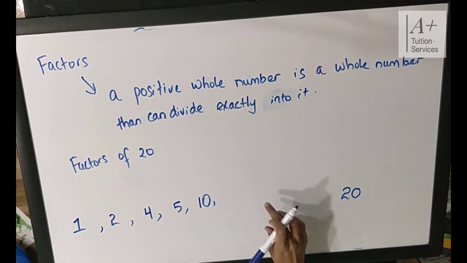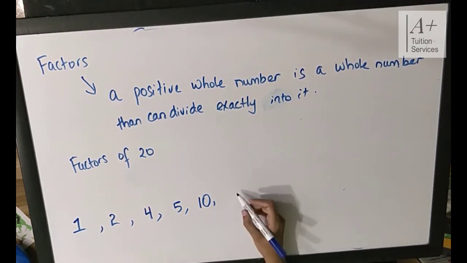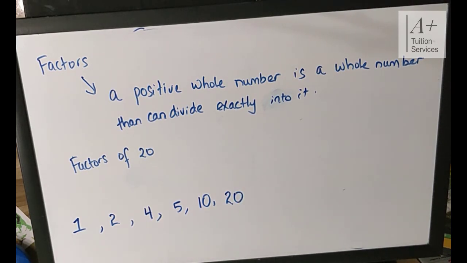11, 12, 13, 14, 15 cannot go into 20. So the next factor that could go into 20 is 20 itself. So the factors of 20 are 1, 2, 4, 5, 10, and 20. Okay? So this is what we mean by factors of 20.